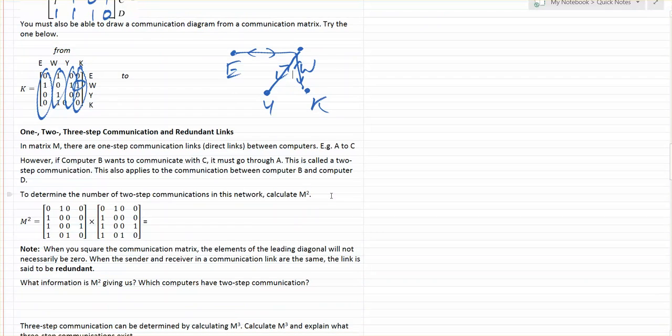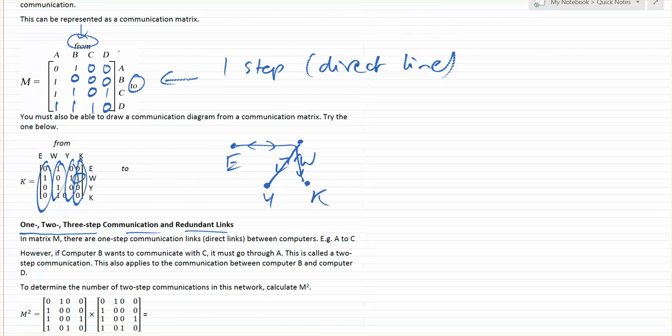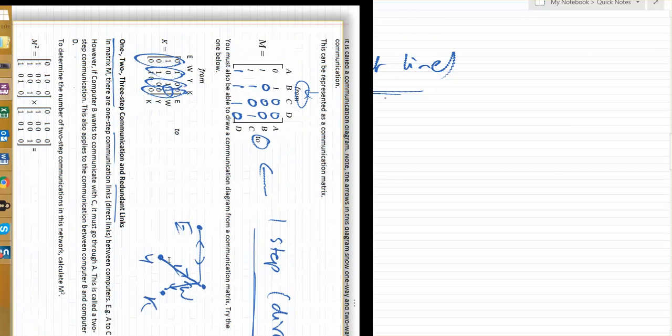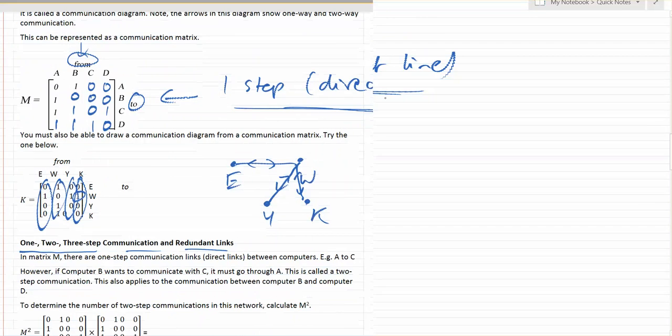Let's look at 1, 2, 3-step communication and redundant links. In matrix M, there are 1-step communication links, direct links. I talked about this. We're looking at M, and I know that this is direct line only. So 1-step communication links.